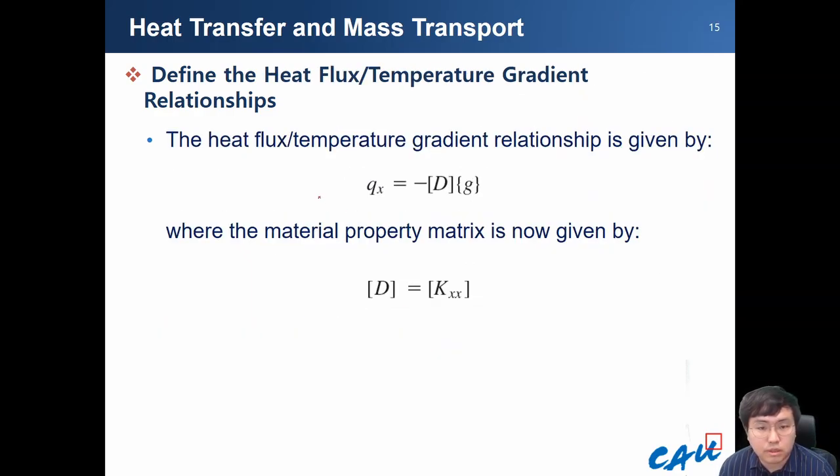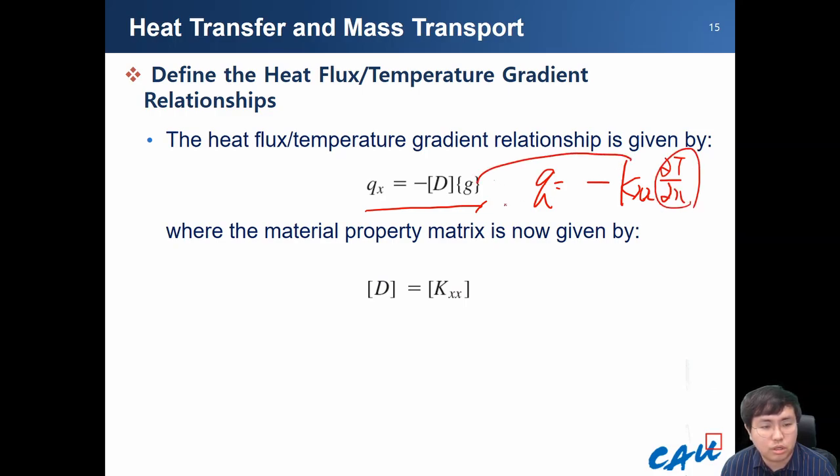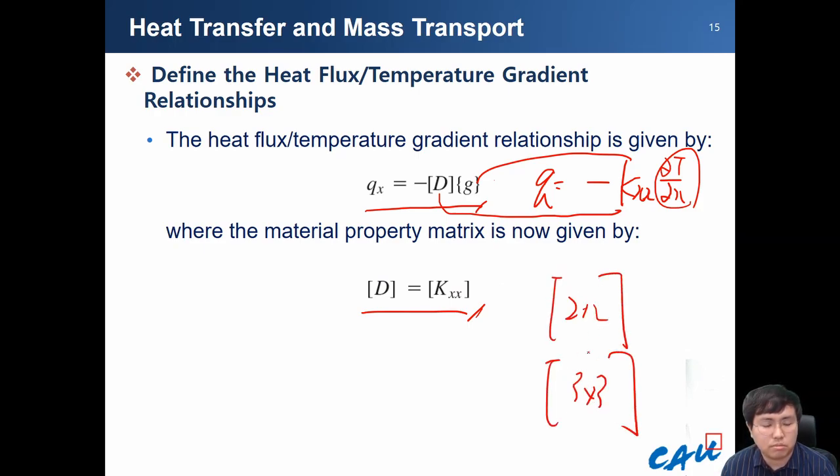So the heat flux and temperature gradient relationship looks like this. Conduction is the thermal conductivity coefficient times the temperature gradient. This is G, and this D is the thermal conduction property. In the one-dimensional case the matrix property is equal to a scalar, but in the two-dimensional case it becomes a 2 by 2, and in the three-dimensional case it can become a 3 by 3 matrix.